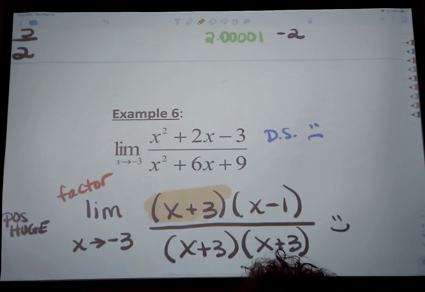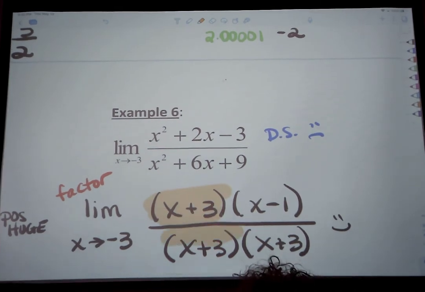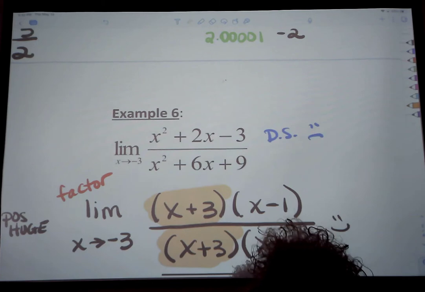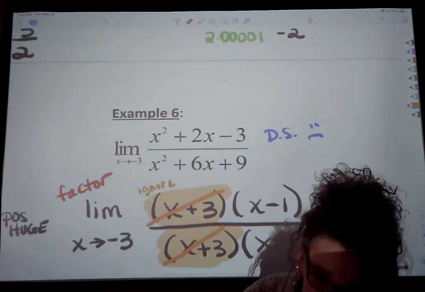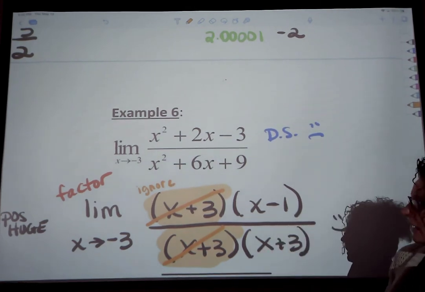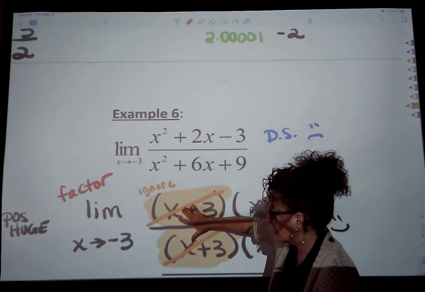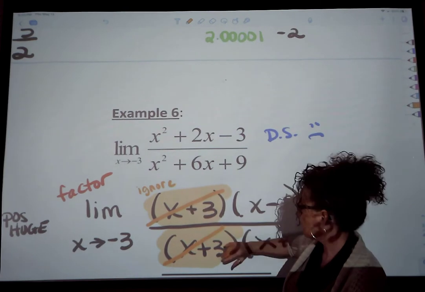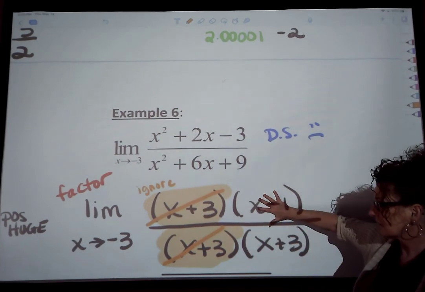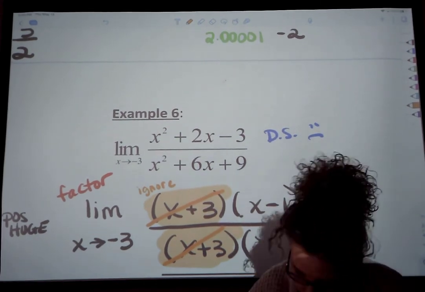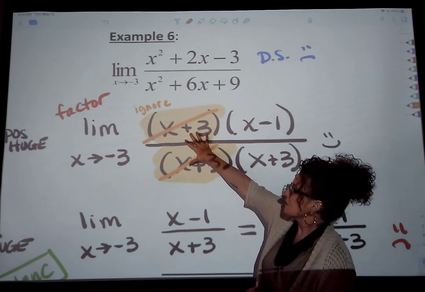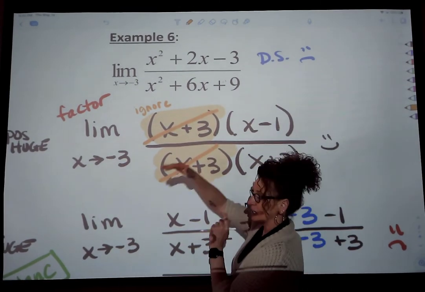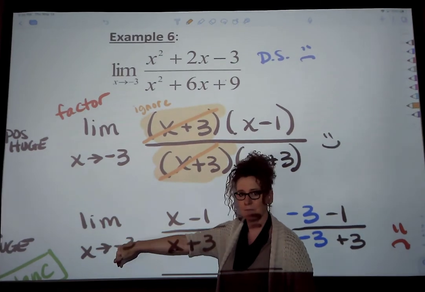Let's see. This one and one of these, we are going to ignore the hole. If you ignore the fact that there's a hole there, it's what's causing me to blow up. Ignore the hole. Here's what's left when you ignore the hole. So I'm going to do a rewrite. When I ignore this hole, I have this left, and I'm still trying to do a limit. Okay?